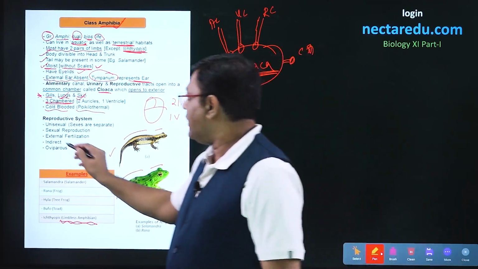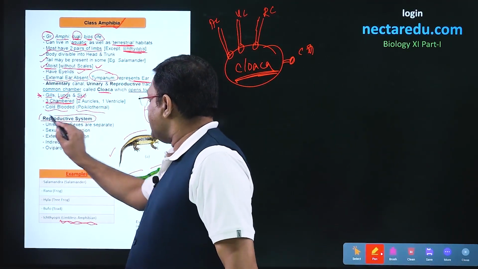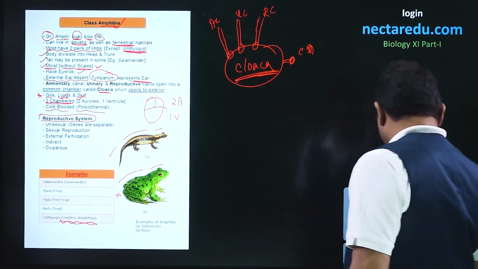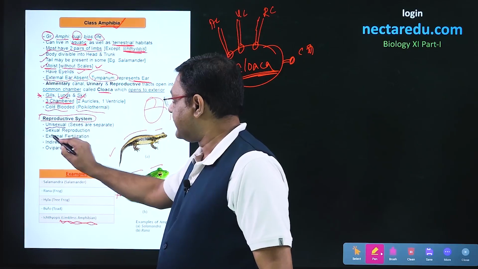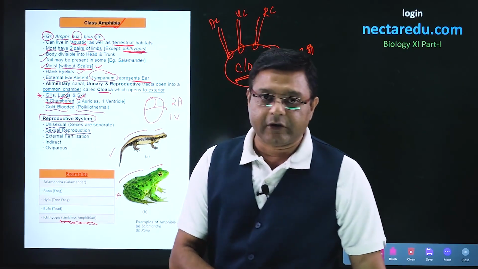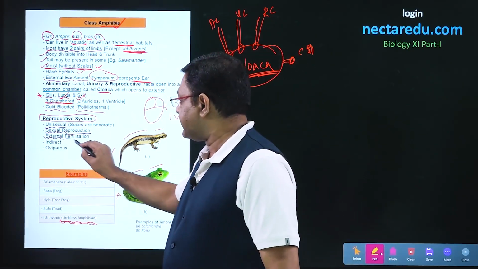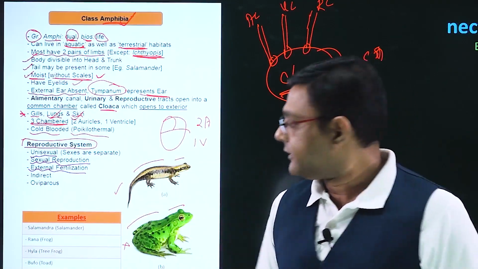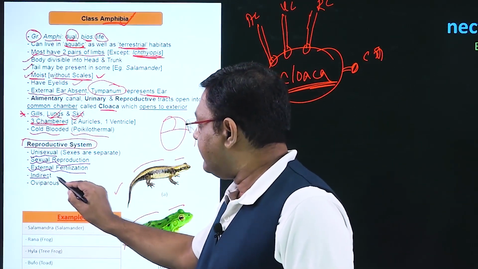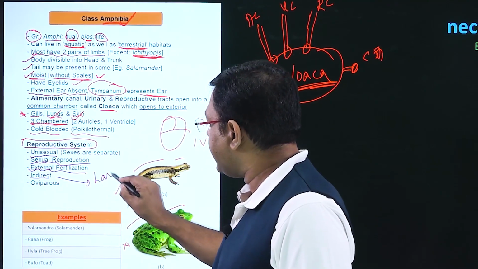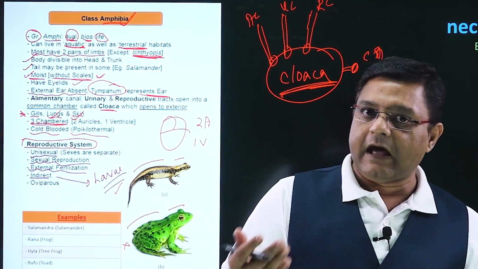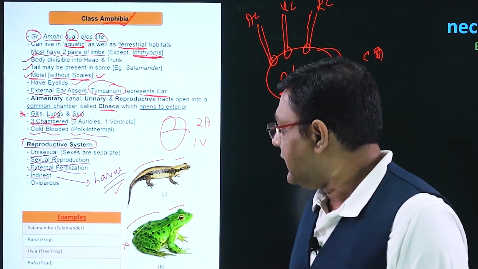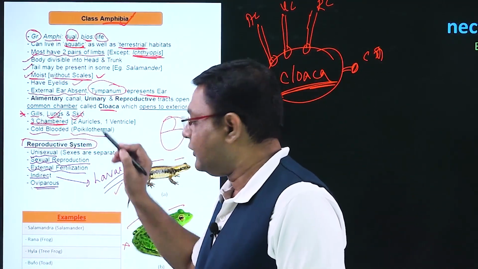After this, talking of the reproductive system. These amphibians are unisexual, that is, males and females will be separate. There will be sexual reproduction. External fertilization will be found in water. Then the development will be indirect. Indirect means a larva will be present here. An example is the larva of frog, which is called a tadpole. And lastly, these will be oviparous.